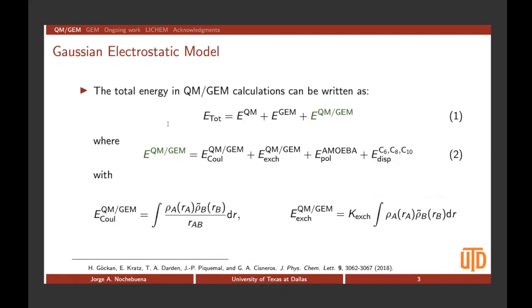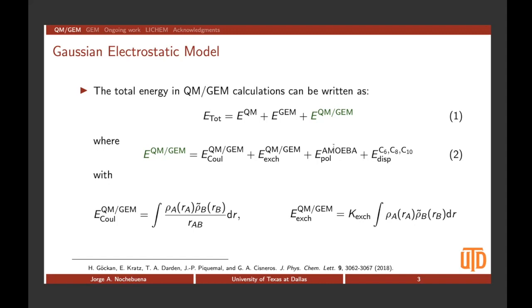The total energy in QM/GEM calculations can be written as shown. The first term is the quantum energy of the QM subsystem, the second is the energy of the region calculated with GEM, and the third is the interaction between the QM and the GEM subsystem. This term is divided into 4 terms. The first is the Coulomb term. The second is the exchange repulsion term, then the polarization term, and the dispersion term.